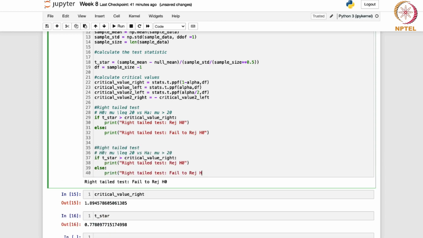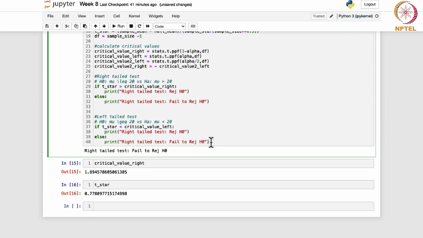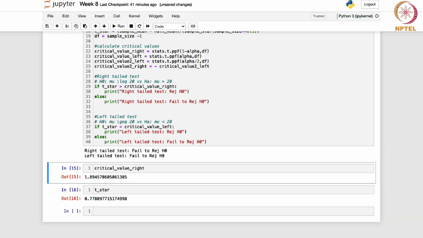Okay, so let me write for the left, sorry. If it is left tailed, what will be your hypothesis? Here it would be greater than equal to, and this side it would be less than 20. Okay, and if t star is less than critical value, that is for the left tail test, then it would print left tail test, you will reject the null hypothesis, and otherwise left tail test, you would fail to reject the null hypothesis. Okay, so both of them are failing to reject the null hypothesis.